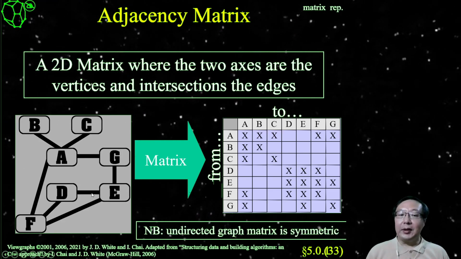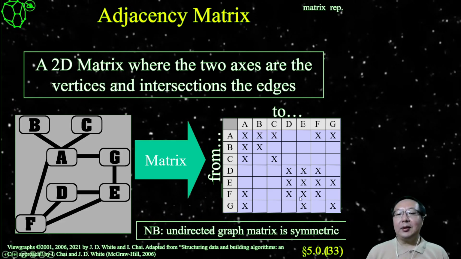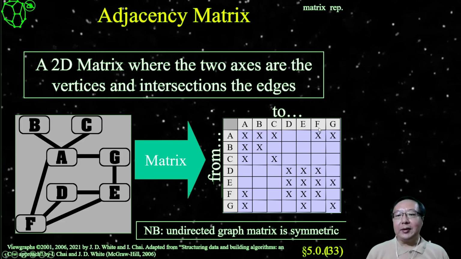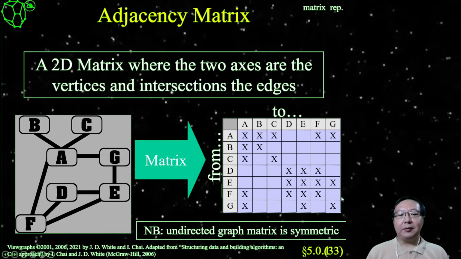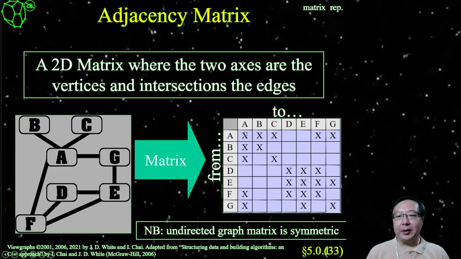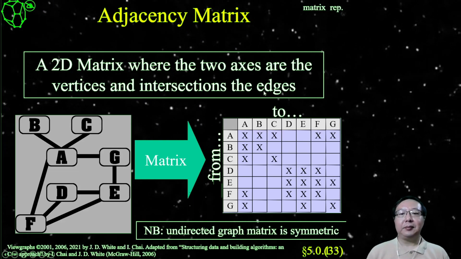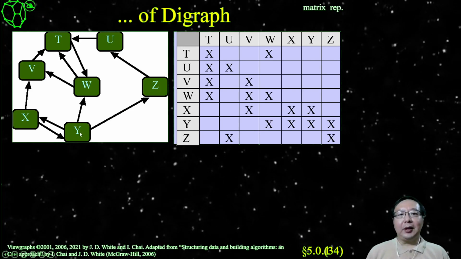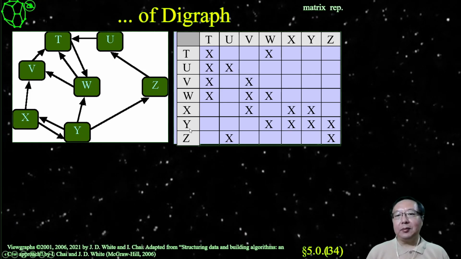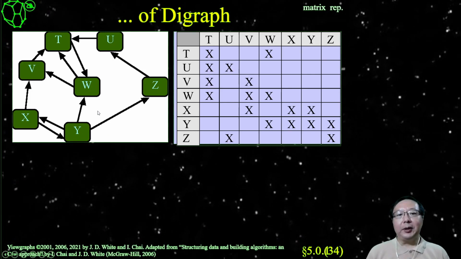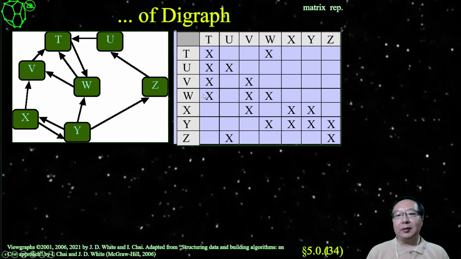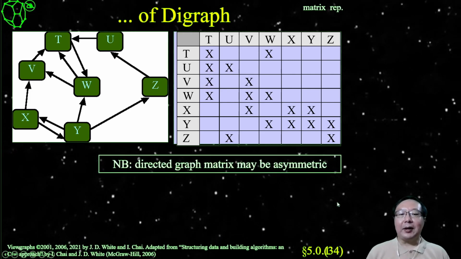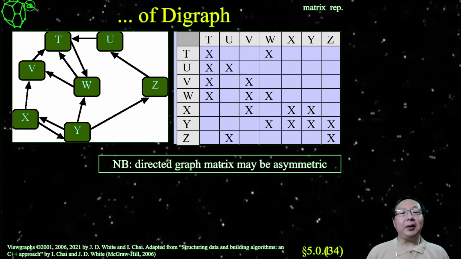Now note, this is an undirected graph. There are no arrows, right? So the matrix is symmetric. If there's a link from F to A, there is a link from A to F. So it's symmetric along the diagonal. But in a digraph, you can have a link from Y to W, but you don't have a link from W to Y. So for directed graphs, the matrices may be asymmetric.